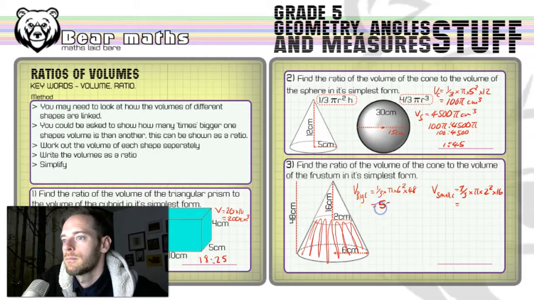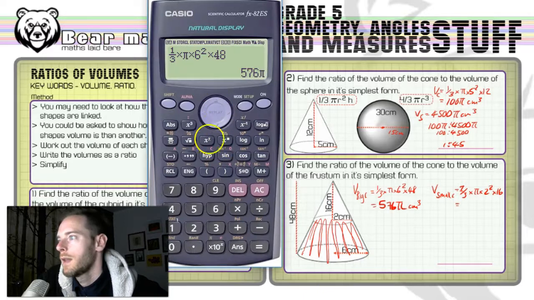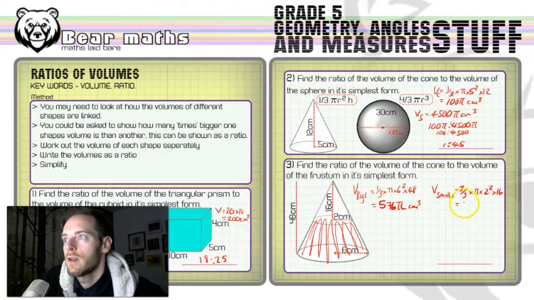576 pi, and that is going to be in centimeters cubed, just for the sake of putting it. And then if we want the volume of the small cone, we just go into the formula that we used before, and we change the numbers to what they need to be for the small cone. So that's 64/3 of pi, and that's in centimeters cubed.